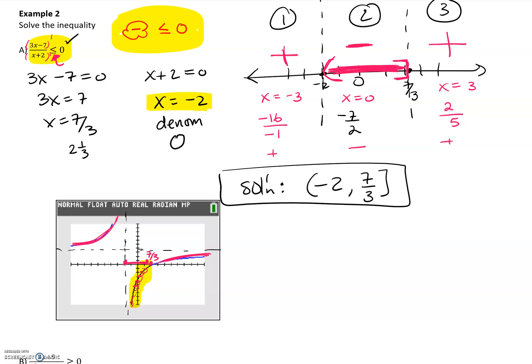So 7/3 is the right edge of the x's, and the left edge has an asymptote, so it gets closer and closer to -2, but never equal to -2. So basically in that little region, all the y's are negative, and they occur between the x value of -2 and positive 7/3, which is what we got by testing the regions. We'll look at maybe one more example in the next video.